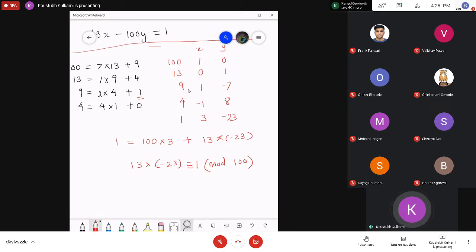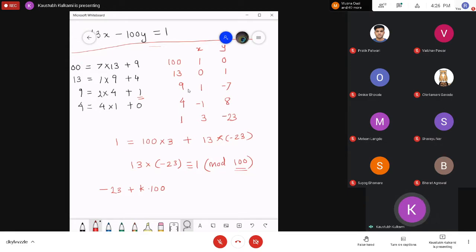Now, if you want to find an inverse, inverse is not unique as such. Inverse is not unique. Okay. We are dividing by 100. So the inverse will repeat itself. Okay. So minus 23 plus k times 100, where k is any constant. They all will be inverses of 13.